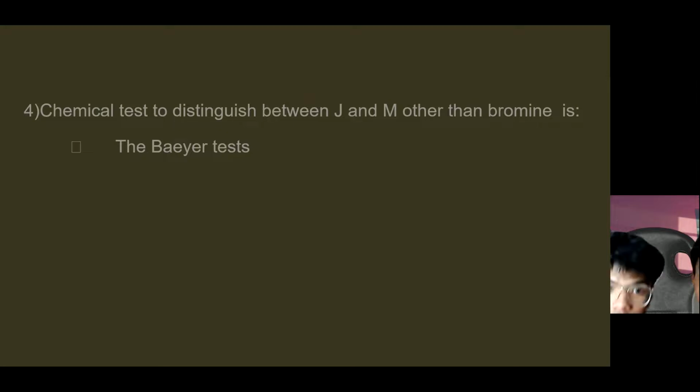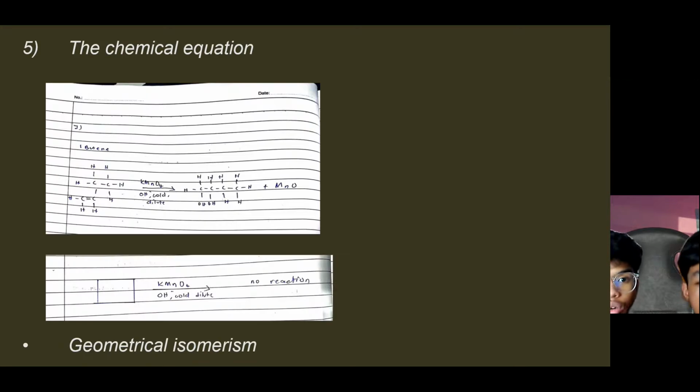So the chemical test to distinguish between J and M, other than bromine, is the Baeyer test. For J, 1-butene, you can see that it can react with potassium permanganate in OH minus condition, cold and dilute. So it can produce 1,2-butanediol.